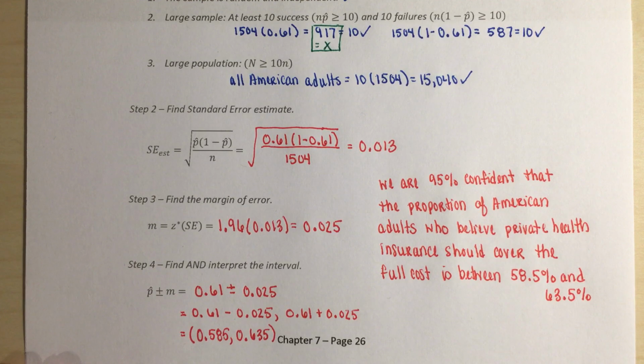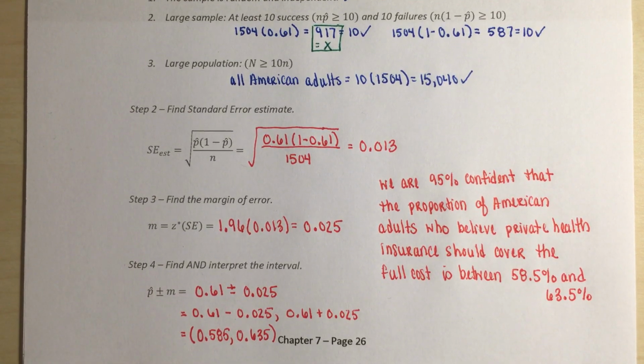So again, as we're working through, we start by checking our conditions. Once we check our conditions, we find our standard error. We use our standard error to find our margin of error. We use our margin of error to then find our interval. And then we finish this off with an interpretation of our interval, which includes our confidence level, right? The proportion that we are looking at and the population that it's coming from. So in this case, the proportion of American adults who believe that private health care should cover the full cost. And then we finish it off by giving the range of values. And our range of values in this case, again, we change them back to percent, and we get between 58.5% and 63.5%.